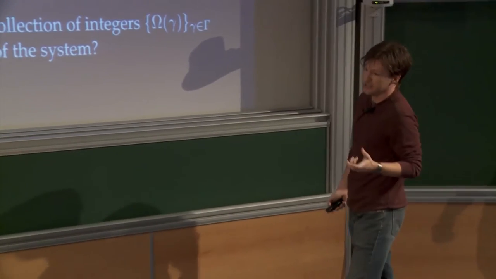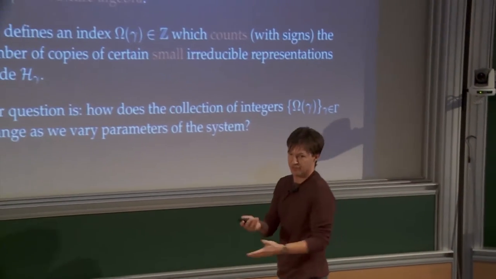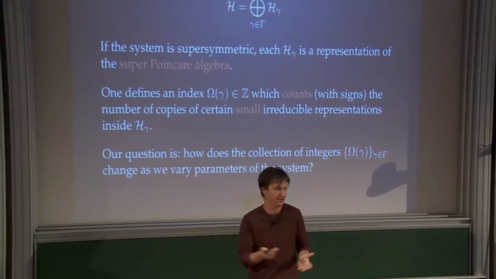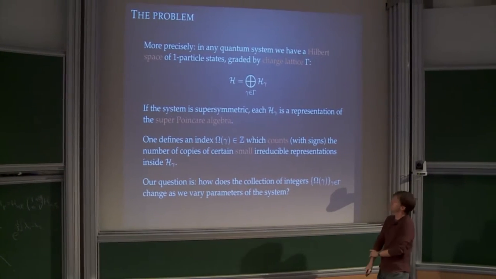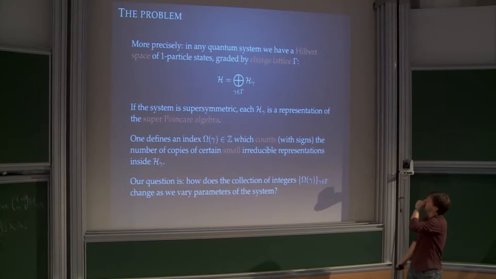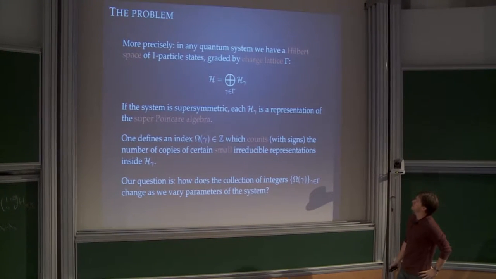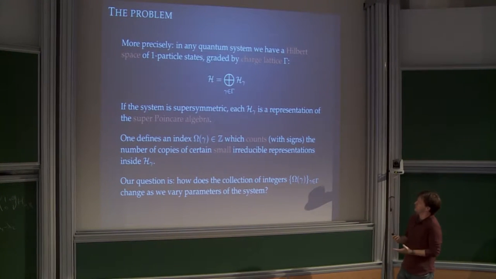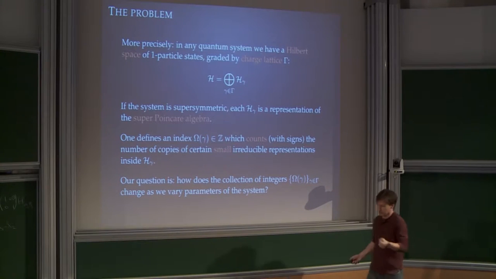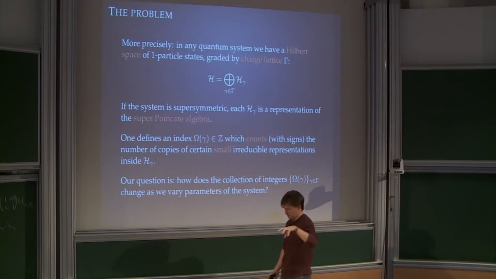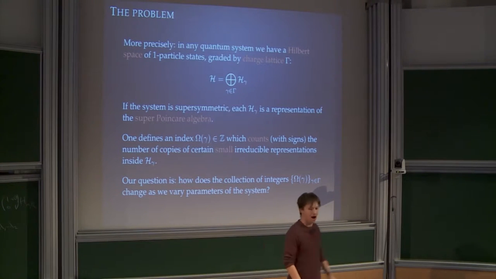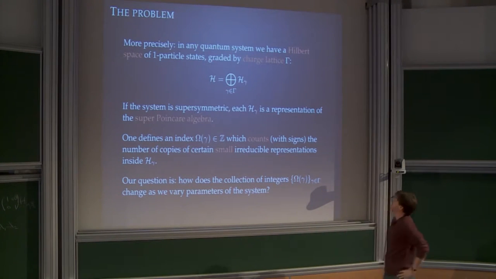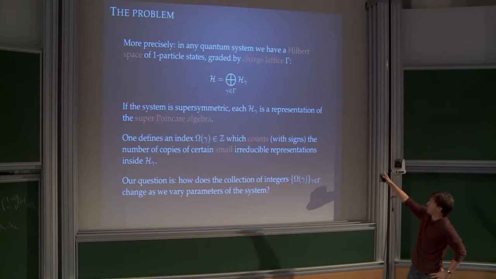So a little more precisely, suppose I have any quantum system, say a quantum field theory that describes the physics in our universe or some other fictional universe. Then this quantum system should have a Hilbert space. And in particular, we could focus on the subspace inside that Hilbert space consisting of just the one particle states. And it's graded by some lattice, the lattice of global charges in the theory.